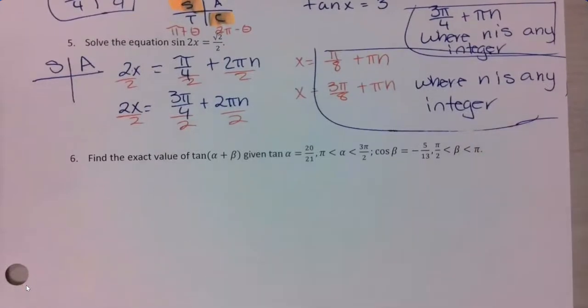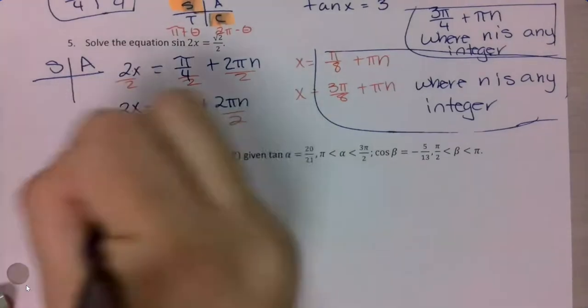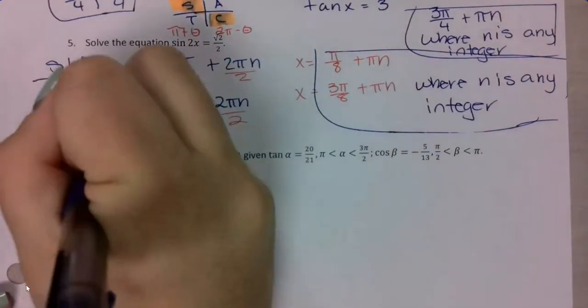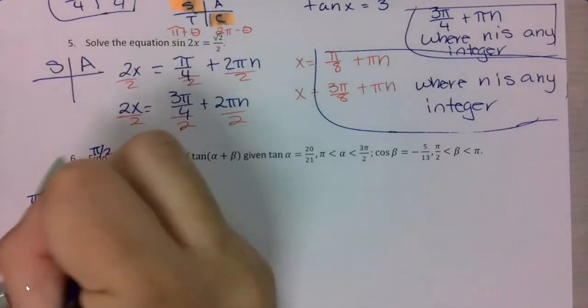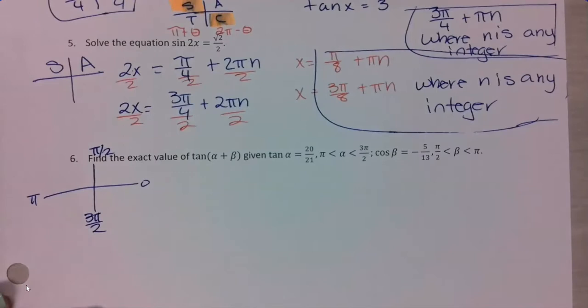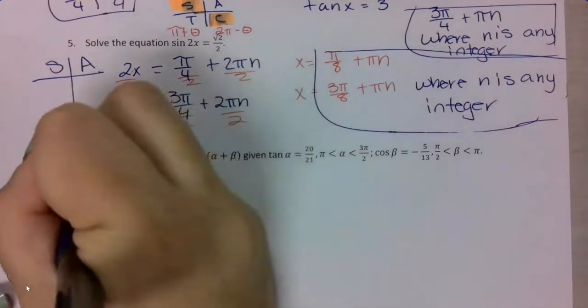Okay, number 6 wants me to find the exact value of tangent of alpha plus beta, given that alpha is in between pi and 3 pi halves. So I want to draw this out. Remember it goes 0, pi halves, pi, 3 pi halves. Pi and 3 pi halves is right here. This is my alpha triangle.